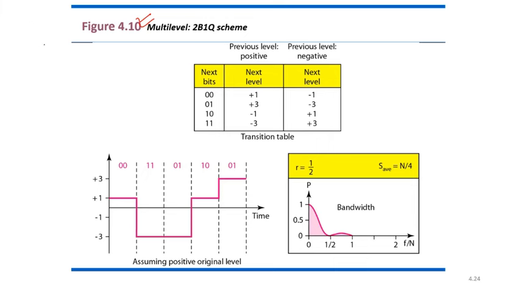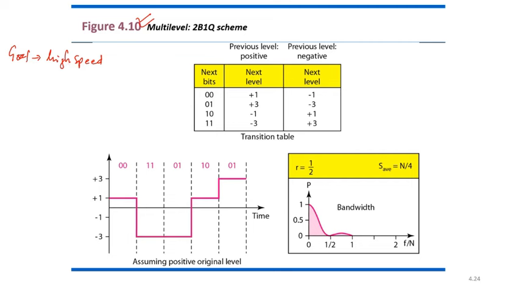In the case of multilevel or whatever encoding we are doing, our main objective, or main goal we can write, is that we should have high speed.